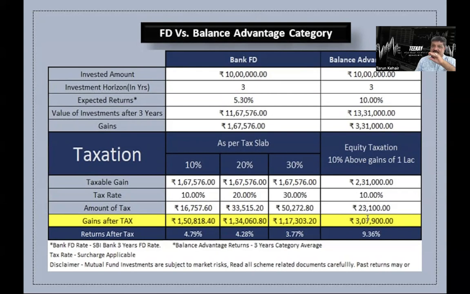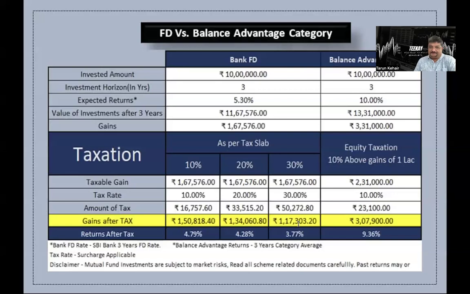which gives you a gain of about 1,67,576. Now, FD interest would be clubbed under income from other sources and therefore will be clubbed to your gross total income, and it will be taxed at different rates, 10%, 20%, 30%, depending upon which slab you fall into. And depending on that, this is the tax liability that will emanate, 1633 or 50. So if you reduce this amount from your total gains here, you will get your net gain after tax. And these are your returns after tax, which can vary anywhere between 3.77% to 4.79%, depending upon the tax bracket that you fall into.